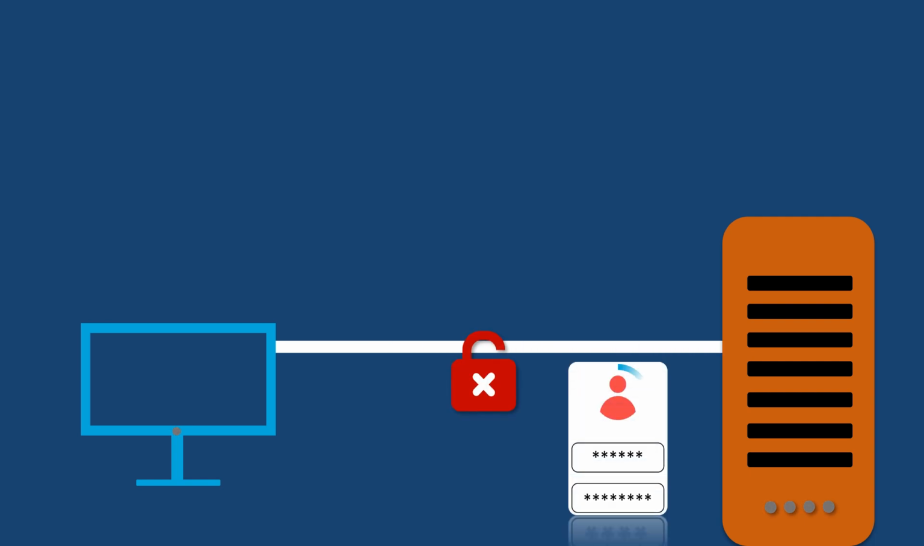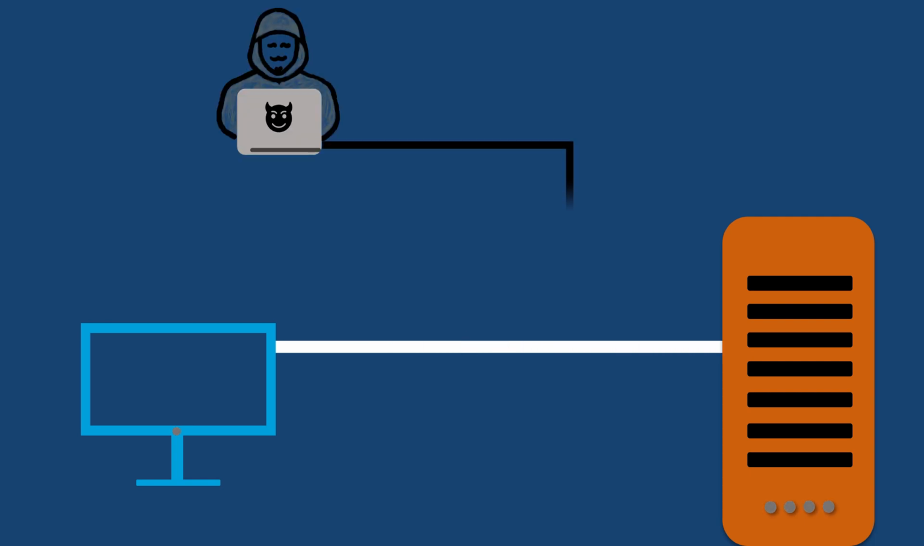TFTP lacks built-in encryption and authentication mechanisms. This means that data is transmitted in plain text, making it vulnerable to interception by malicious actors sniffing the network traffic.